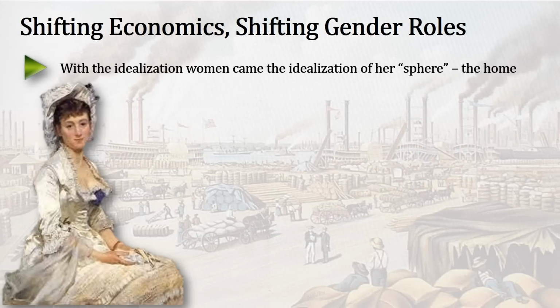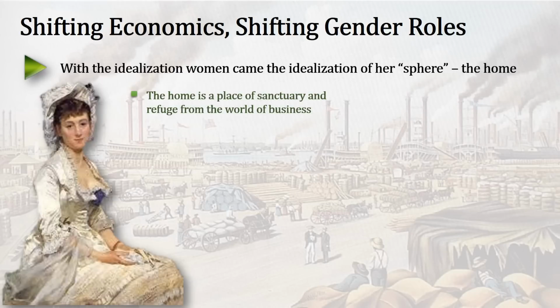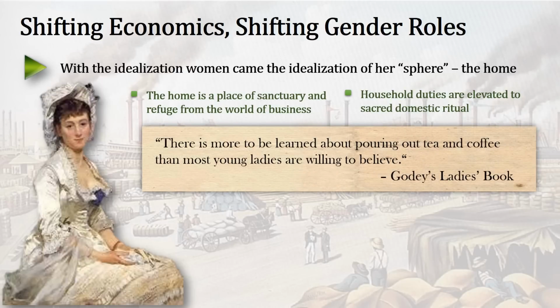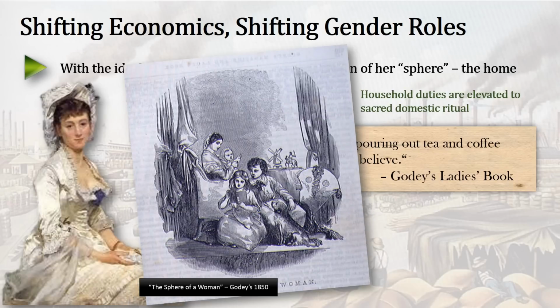With the idealization of women came the idealization of her supposed sphere, which is the home. The home becomes increasingly identified and associated as a place of sanctuary and a refuge from the rough and tumble world of business that men inhabit. And so household duties are elevated to something of sacred domestic rituals. Godey's Lady's Book says there is more to be learned about pouring out tea and coffee than most young ladies are willing to believe. And in the magazines and pamphlets of the time, this idealization of the home is celebrated.